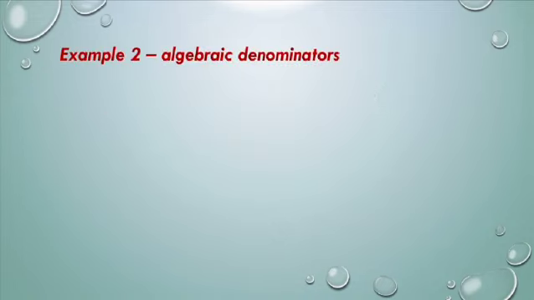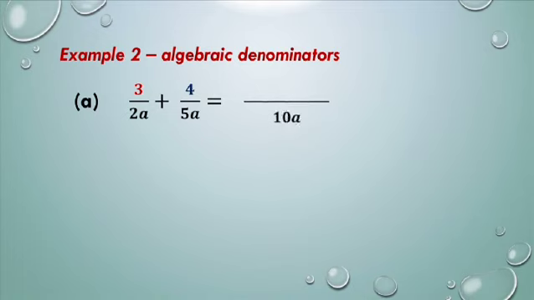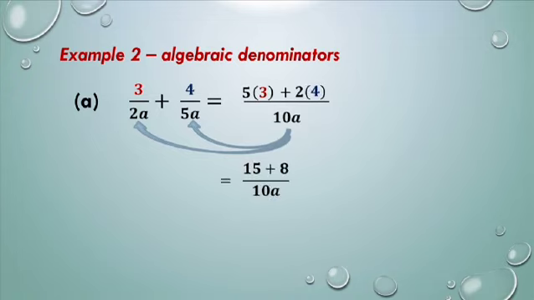Now we move on to algebraic denominators. So 3 over 2a plus 4 over 5a. The LCM will give me 10a. So 10a divided by 2a gives 5, 5 times 3, plus 10a divided by 5a, 2, 2 times 4, which gives me 15 plus 8 over 10a. That is 23 over 10a.